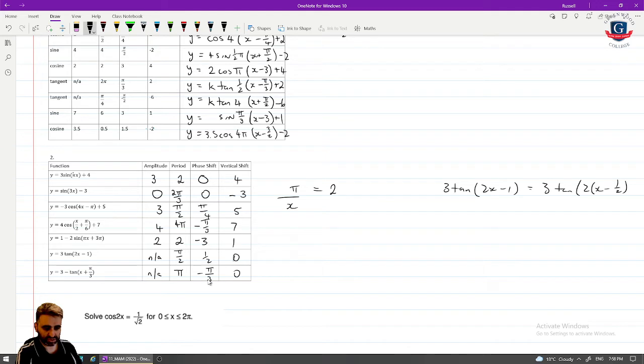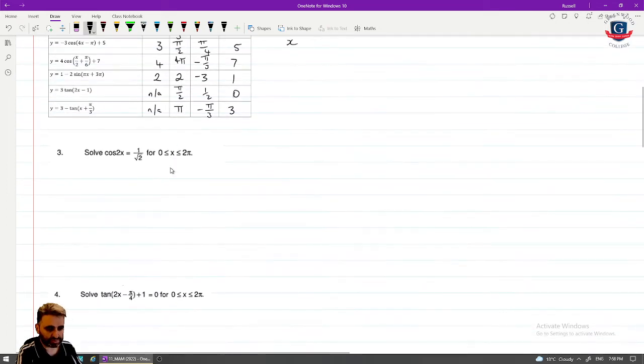I'm guessing when I did this function, oh, it's that I forgot this bit. Dummy. There we go. Okay, so far so good.